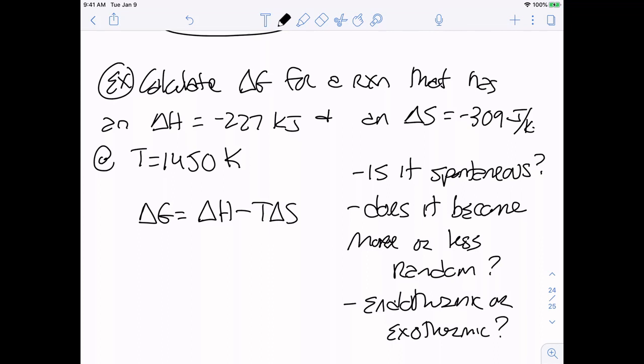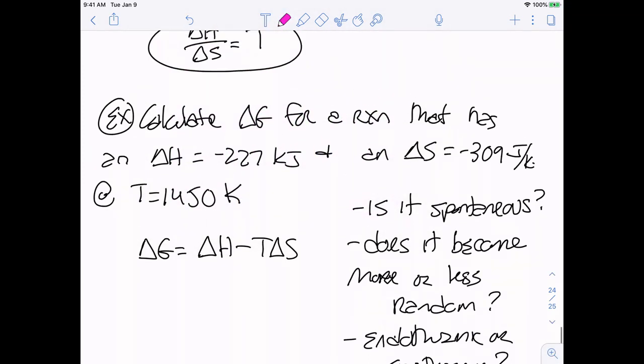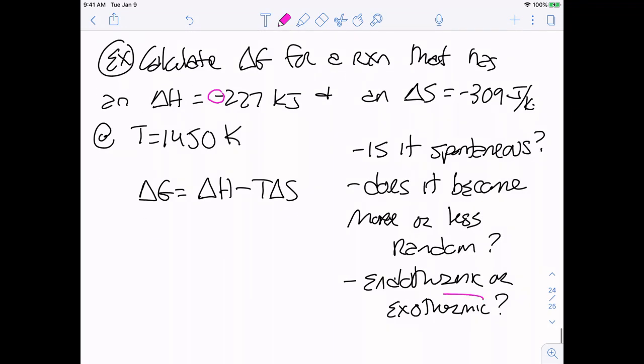And we can actually answer these last two questions right now, because the sign on delta H is negative, exothermic, right? It's losing heat energy, it's giving it off. My surroundings are gaining that energy. And then the value on my entropy change is negative. Remember, entropy is a measure of disorder, so because it's negative, my final amount of entropy is less than my initial, so it actually became less random.